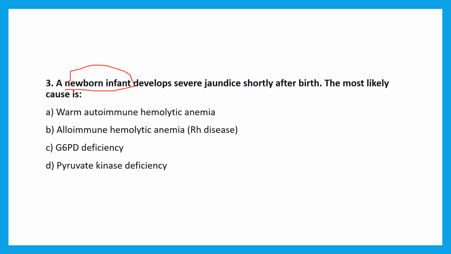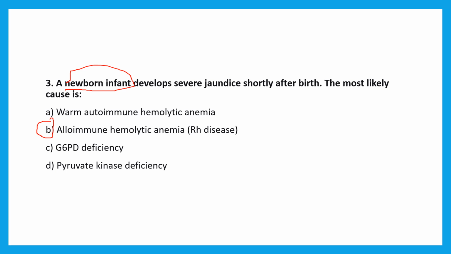This is simple. Okay? Severe jaundice presenting within the first 24 to 48 hours of life is highly suggestive of an alloimmune hemolytic anemia, which is the rhesus disease, the hemolytic disease of the newborn in some cases, which is actually an immune condition.